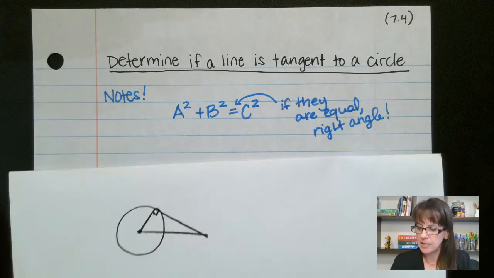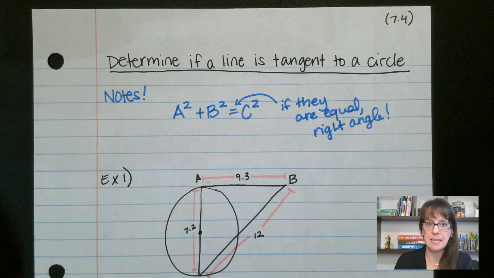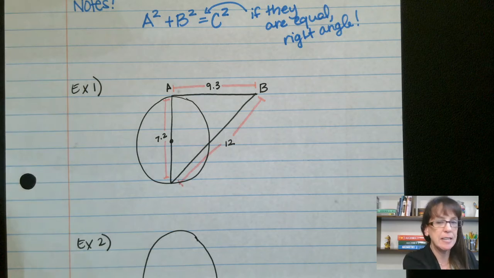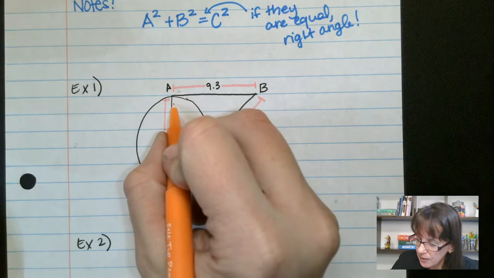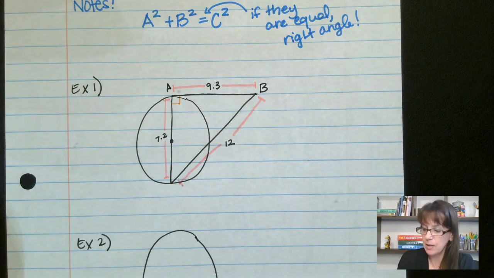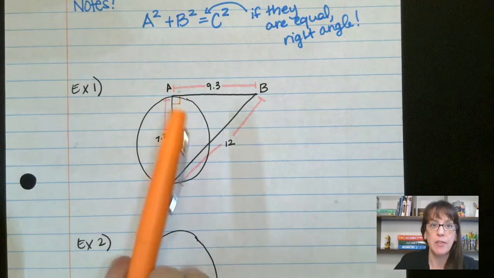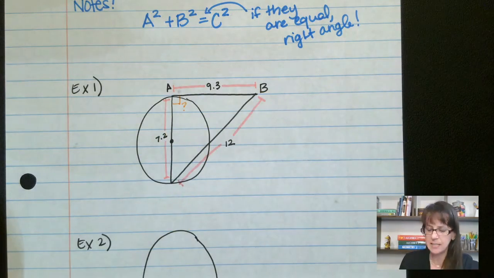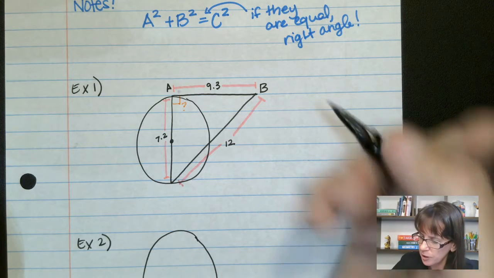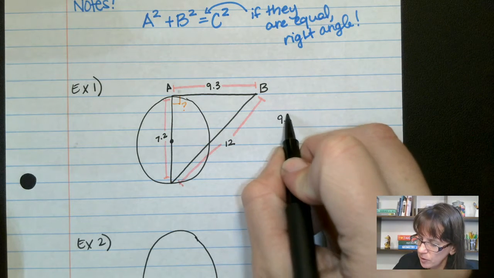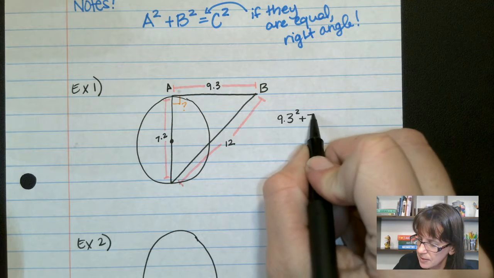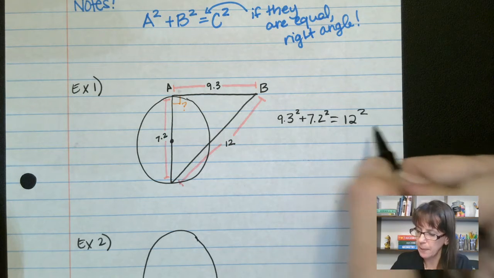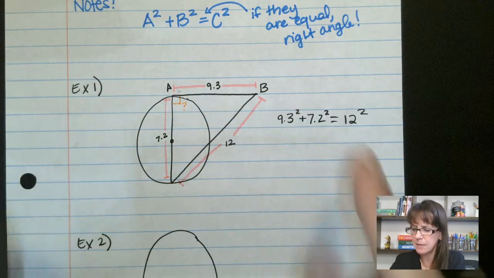So we're going to give this a shot and talk about this example number 1 here. In theory, friends, if this works as Pythagorean theorem, then that guy would be a right angle. So I'm going to put a little question mark there, say, hey, what's going on? Is that a right angle? So this is what we're going to do. We're going to say 9.3 squared plus 7.2 squared equals 12 squared. Bam. So let's take that and plug that into our calculator.